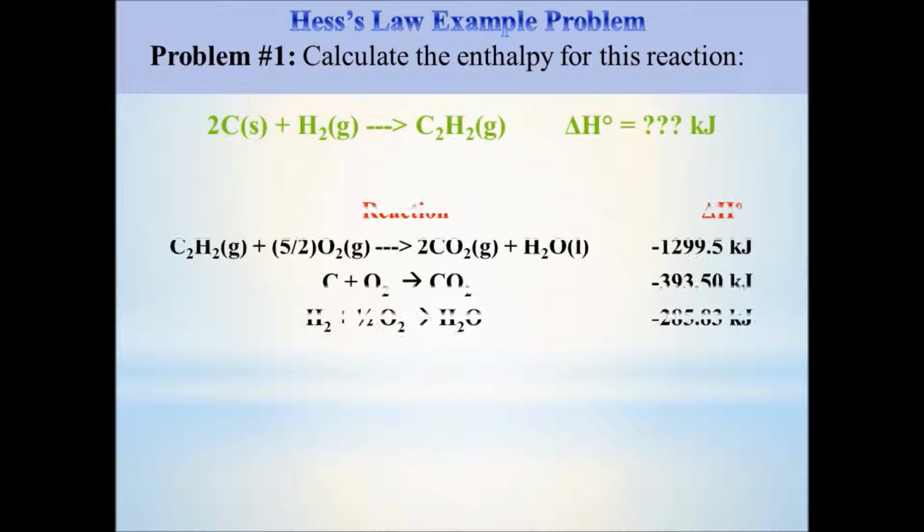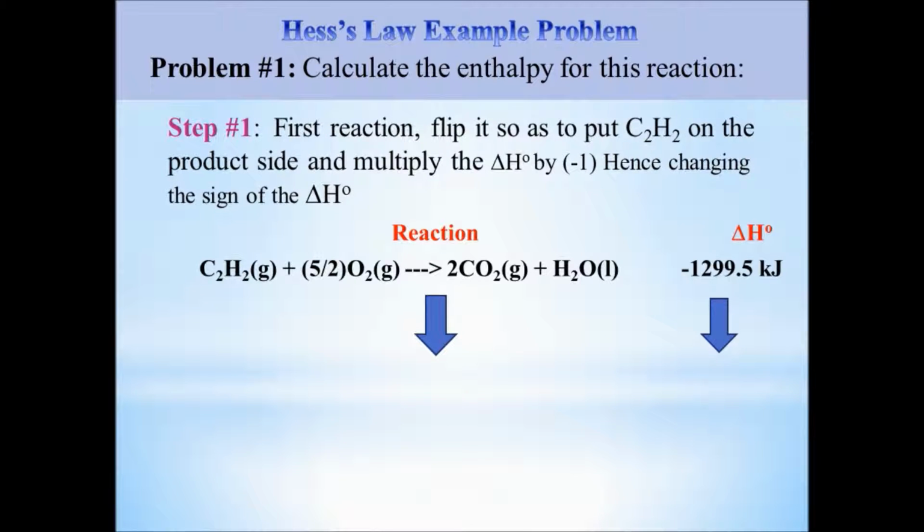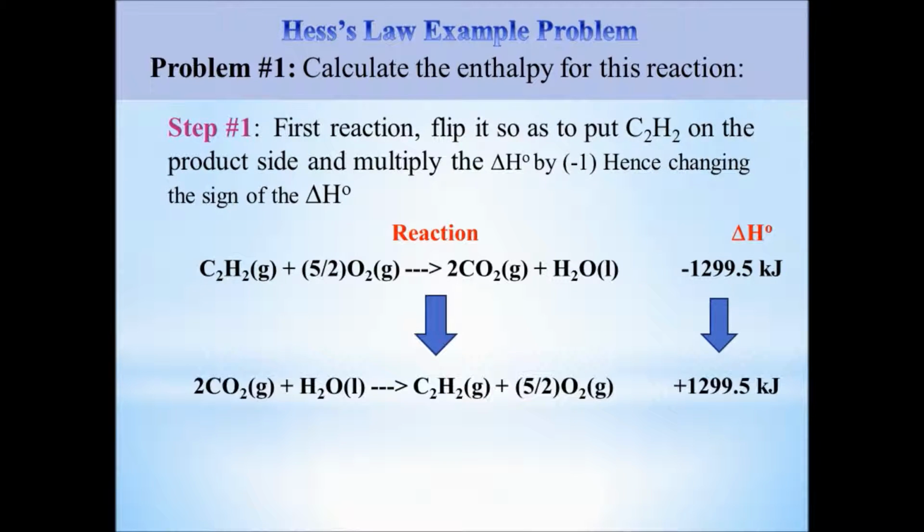Use the black reactions to get the green reaction. Step 1. First reaction, flip it so as to put C2H2 on the product side and multiply delta H by -1, hence changing the sign of the delta H. Whatever you do to the reaction, you do to delta H.